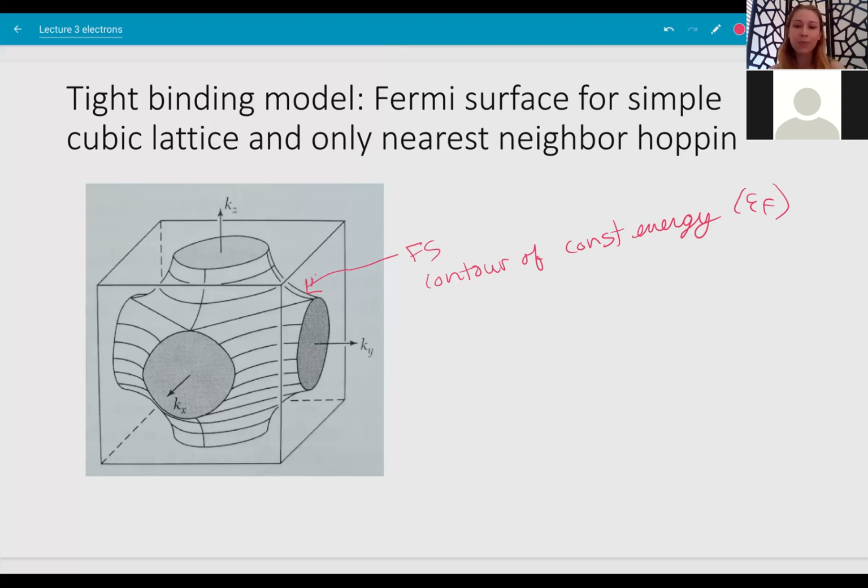Much of what I talked about today can be measured with one of the techniques done in my group called angle resolved photoemission spectroscopy, which will be the topic of a later lecture.